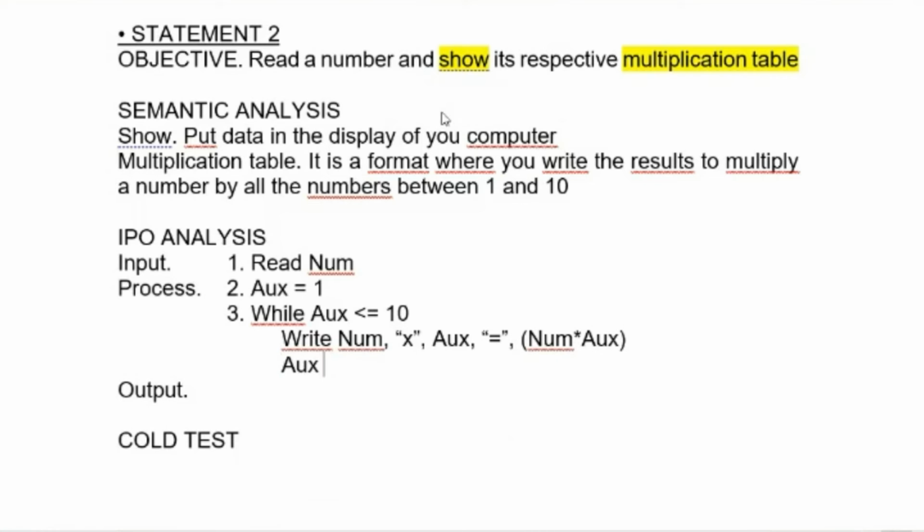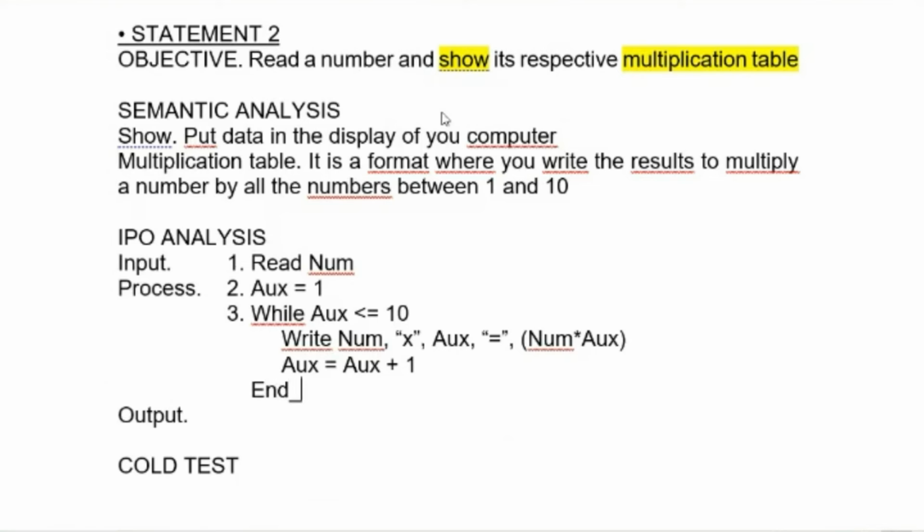Then aus is equal to aus plus 1. And end while. Okay? So the output is the multiplication table of the variable num.